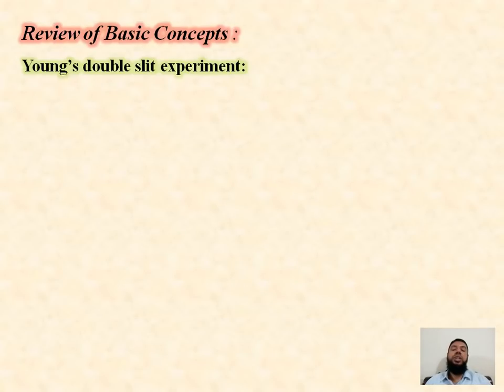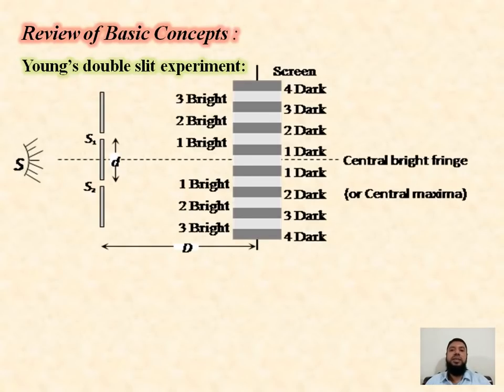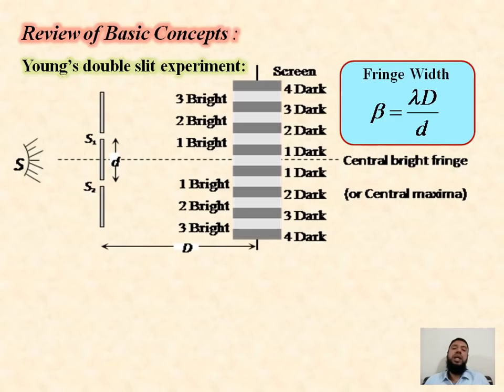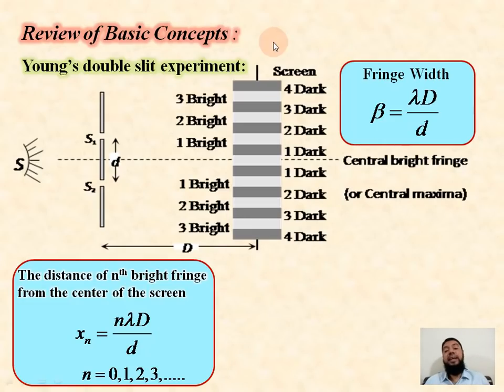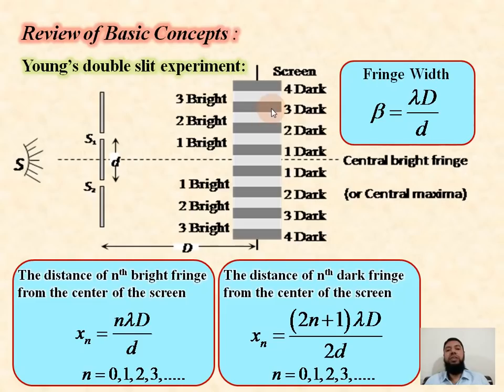In Young's double slit experiment, the fringe width can be expressed as beta is equal to lambda capital D by small d, and the distance of nth bright fringe is given by n lambda capital D by small d, and the distance of nth dark fringe from the center of the screen can be expressed as (2n plus 1) lambda capital D by 2d, where n is 0, 1, 2, 3.